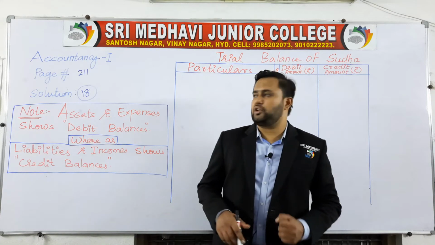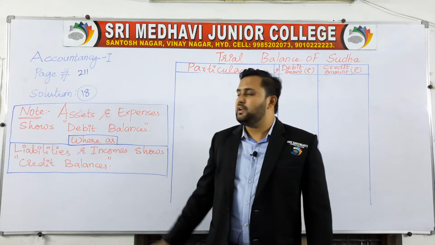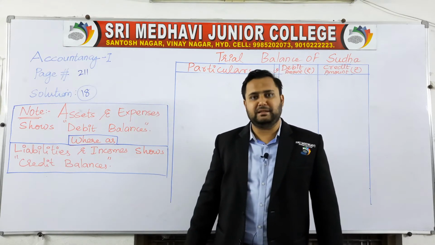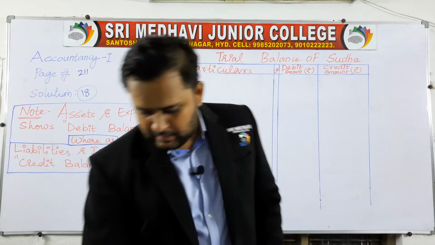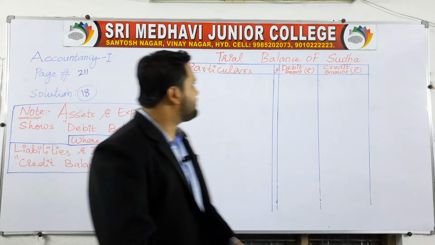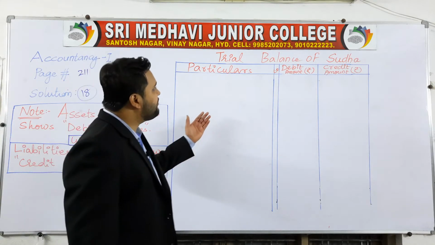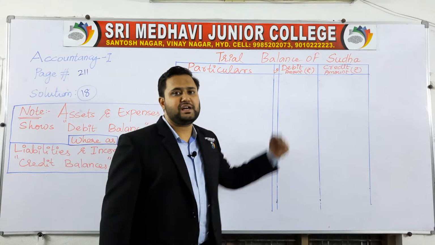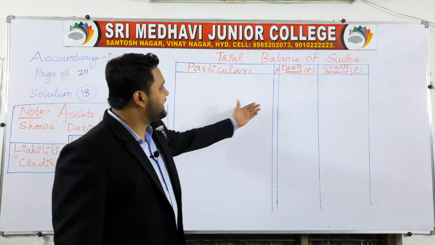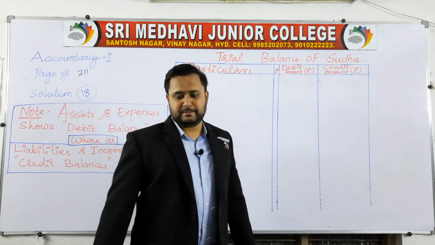Let's see how to solve this problem. You will find this question on page number 211 and question number 18. Prepare trial balance of Sudha from the following balances. So we have to prepare the trial balance of Sudha. As you all are aware, there are 4 columns of trial balance: Particulars, LF, debit amount rupees, credit amount rupees.